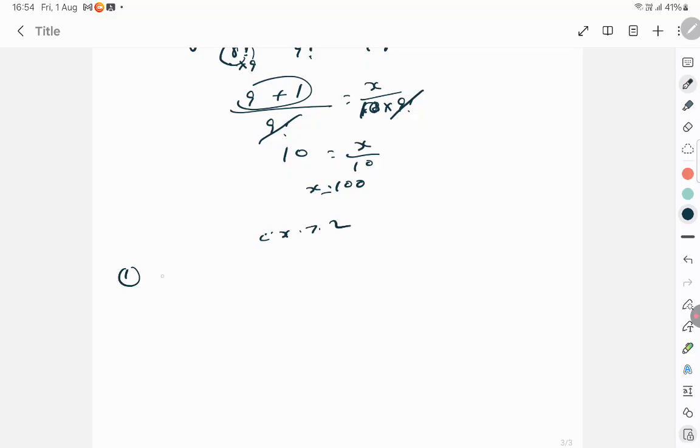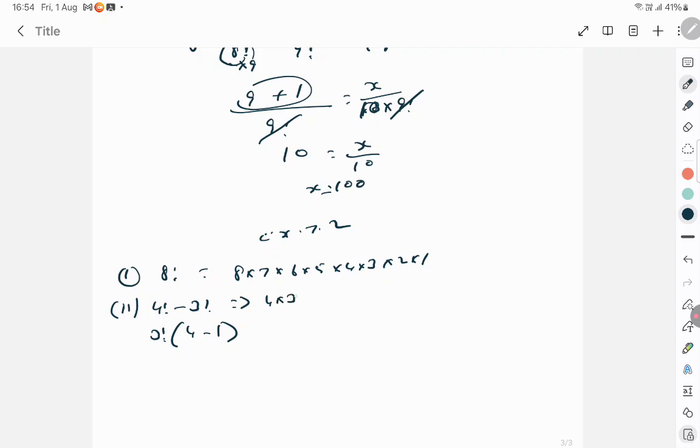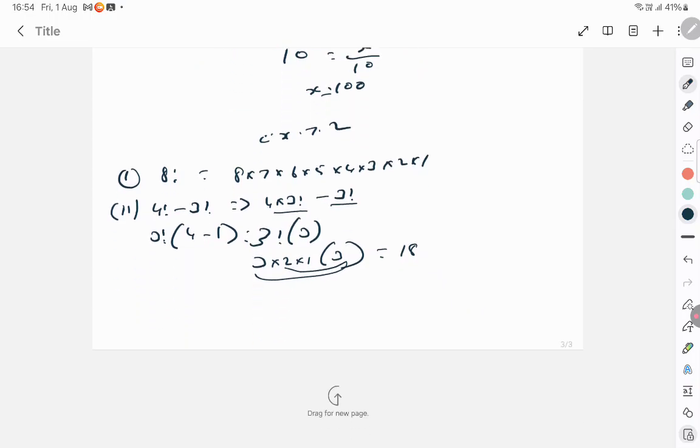First sum is 8 factorial. It's 8 into 7 into 6 into 5 into 4 into 3 into 2 into 1. Just multiply and write the answer. A 4 factorial minus 3 factorial. As I told you, take 3 factorial out, which is common, and write it as 4 minus 1, because this is 4 into 3 factorial minus 3 factorial. So it's 3 factorial into 3. 3 factorial is 3 into 2 into 1 into 3. 3 3s are 9, 9 2s are 18. So that will be the answer for this.